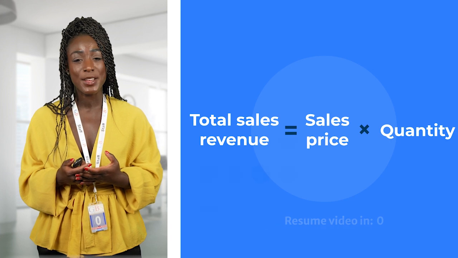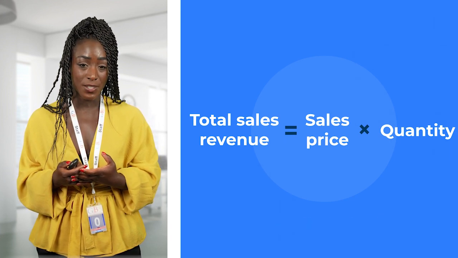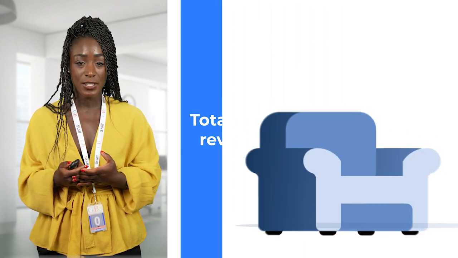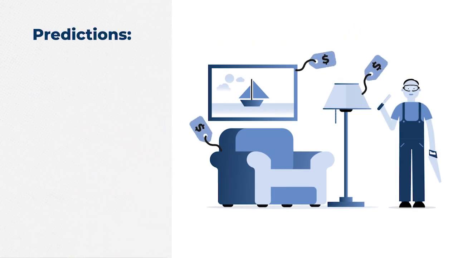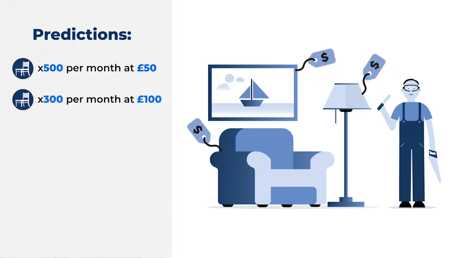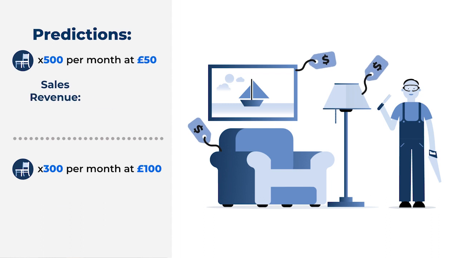Welcome back. By estimating total sales revenue, a business can make better informed decisions about pricing and production. To give an example, let us return to our furniture store. Let's say that they predict they will sell 500 chairs a month if they sell each chair for £50. They predict that they will only sell 300 chairs a month if they sell each chair for £100. So, if they set the price at £50, they will make more sales, but let us calculate total sales revenue.